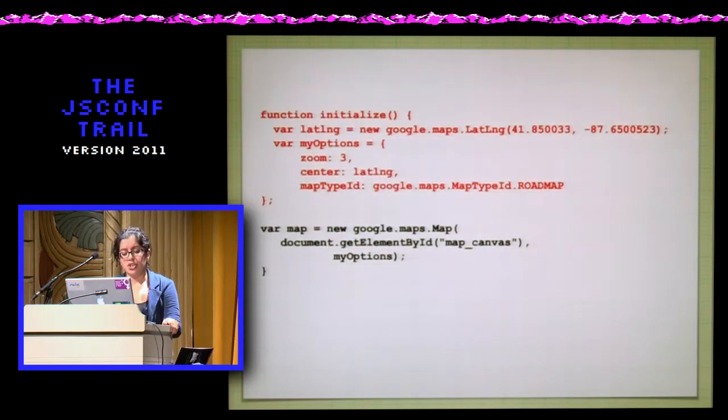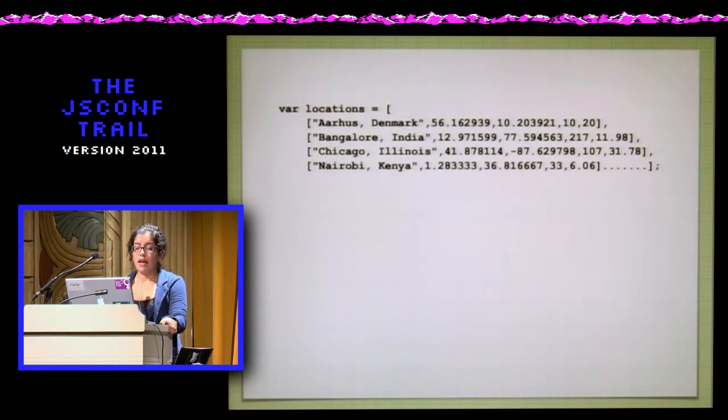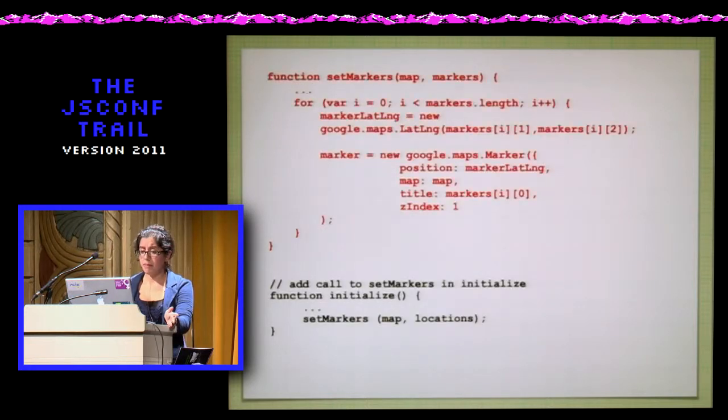We first initialized the map. I centered it around Chicago, I think, here. Then I set the map options, and I chose a road map to use. I created a new instance of the map in my map canvas div. The locations data was a simple array, with the columns being location, latitude, longitude, number of people, and percentage. So I plotted the map. We just loop through the data, create a marker for each location, and add a call to set markers in the initialize function.